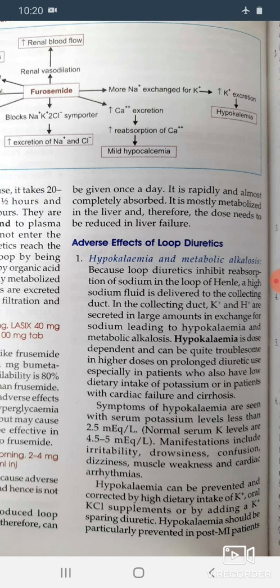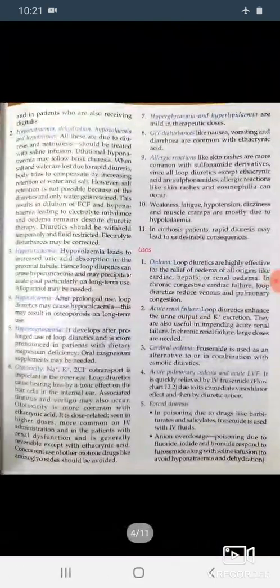Or third option is by adding a potassium sparing diuretic. If you remember, in the classification of diuretics, among the low efficacy diuretics there is one class, potassium sparing diuretics. We will discuss it later on, but potassium sparing diuretics do not allow potassium to be excreted into the urine, so they retain potassium. So if oral supplements or diet are not possible, then loop diuretics are given in combination with potassium sparing diuretics to prevent hypokalemia. So hypokalemia and metabolic alkalosis are the major side effects.